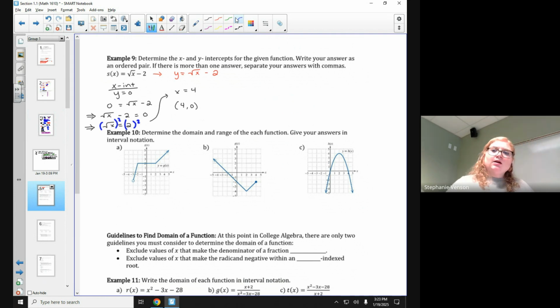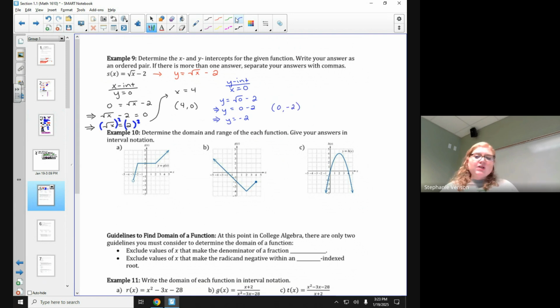All right, and now let's try the y-intercept, which we get when we set x equal to 0 and solve. So y equals the square root of 0 minus 2. Well, the square root of 0 is 0. So y equals 0 minus 2, or y equals -2. So (0, -2).